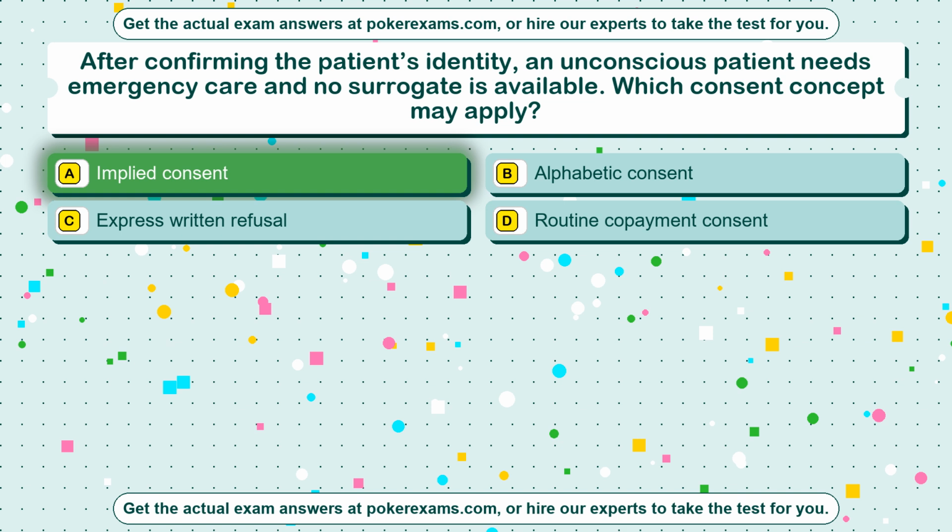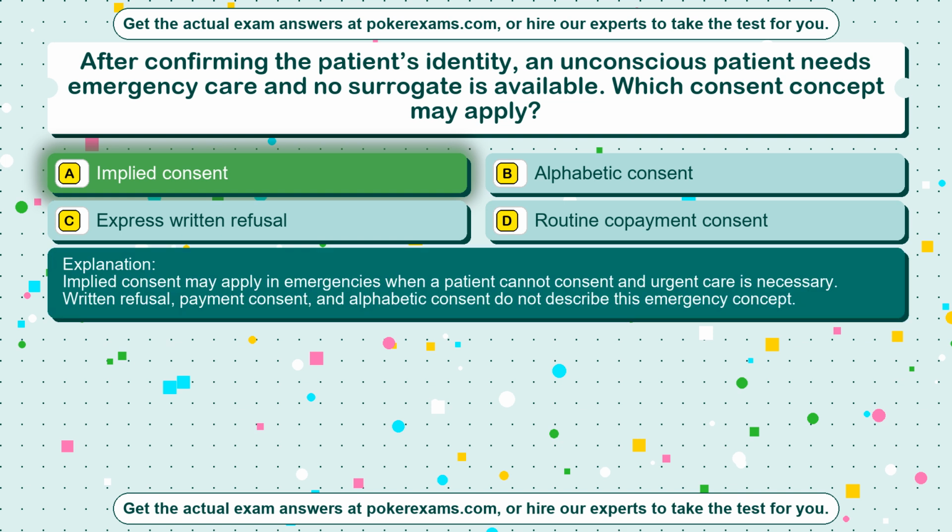The correct answer is option A, implied consent. Implied consent may apply in emergencies when a patient cannot consent and urgent care is necessary. Written refusal, payment consent, and alphabetic consent do not describe this emergency concept.